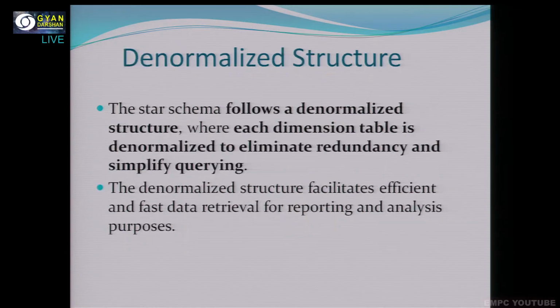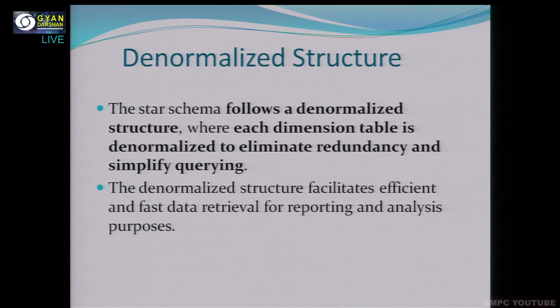fact table. All these structures are denormalized structures. The star schema follows a denormalized kind of structure where each dimension table is denormalized to eliminate joins, which may be helpful in simplifying the querying process also. So it is not a normalized structure, wherein, in the case of relational databases, we follow the normalized structure in order to avoid redundancies and other kinds of things.